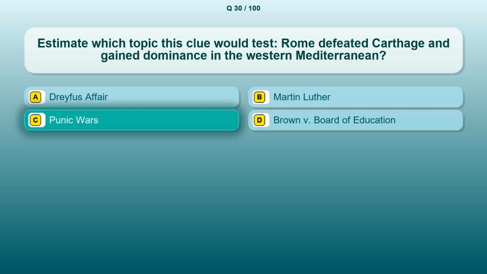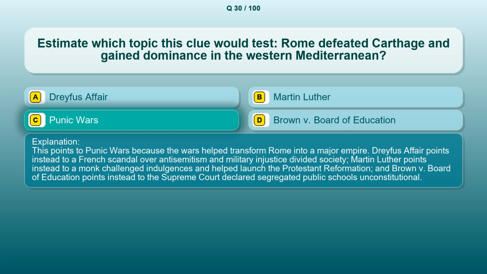The correct answer is option C, Punic Wars. This points to Punic Wars because the wars helped transform Rome into a major empire. Dreyfus Affair points instead to a French scandal over antisemitism and military injustice divided society. Martin Luther points instead to a monk challenged indulgences and helped launch the Protestant Reformation, and Brown v. Board of Education points instead to the Supreme Court declared segregated public schools unconstitutional.